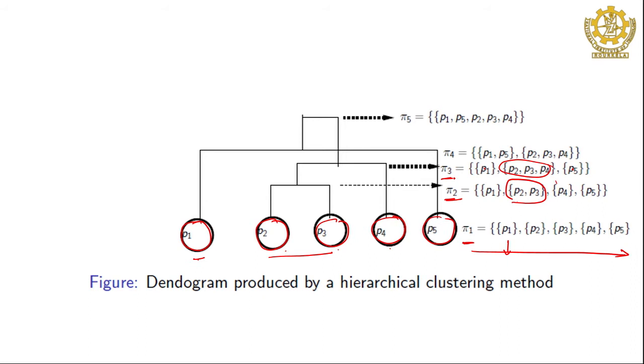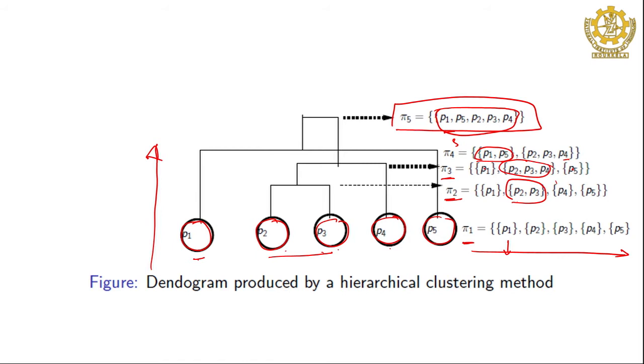So, it has 3 clusters. Now, you have P2, P3, P4 as one, and you merge P1 and P5 as the other. So, there are 2 clusters. Now, you merge these 2 clusters, and you will get a clustering, let us say pi 5. Pi 5 will form the single cluster, as you can see, this is a cluster with all points. So, if you see it from down to up, this is called the agglomerative approach.